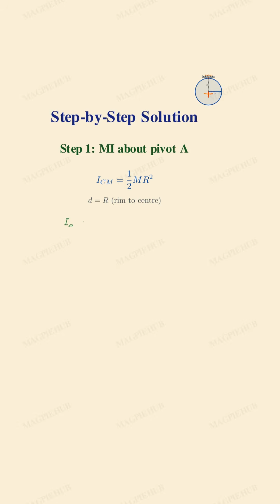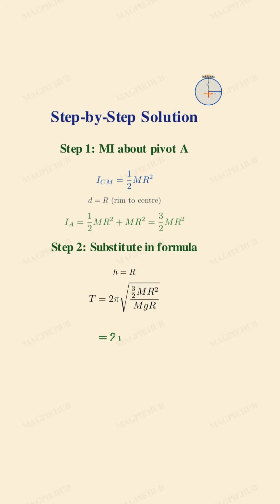Step 1. Moment of inertia of a disk about its center is mr squared over 2. The pivot A is on the rim at distance r from the center. By parallel axis theorem, I about A equals mr squared over 2 plus mr squared, which gives 3mr squared over 2. Step 2. The distance from pivot A to the center of mass is h equals r.